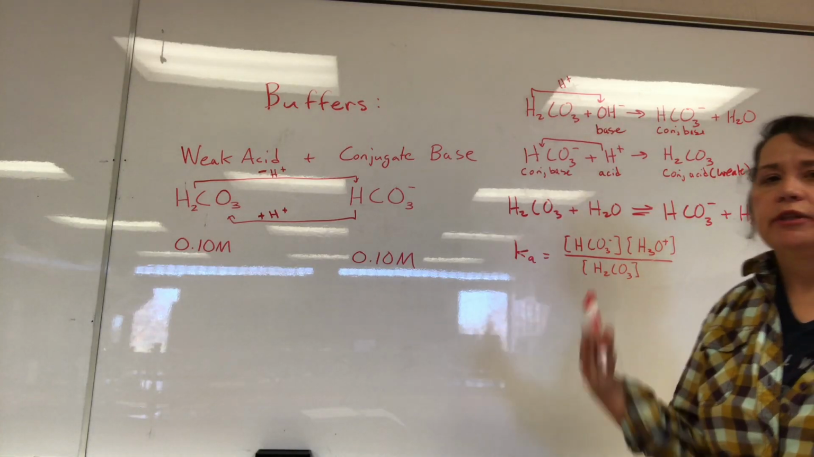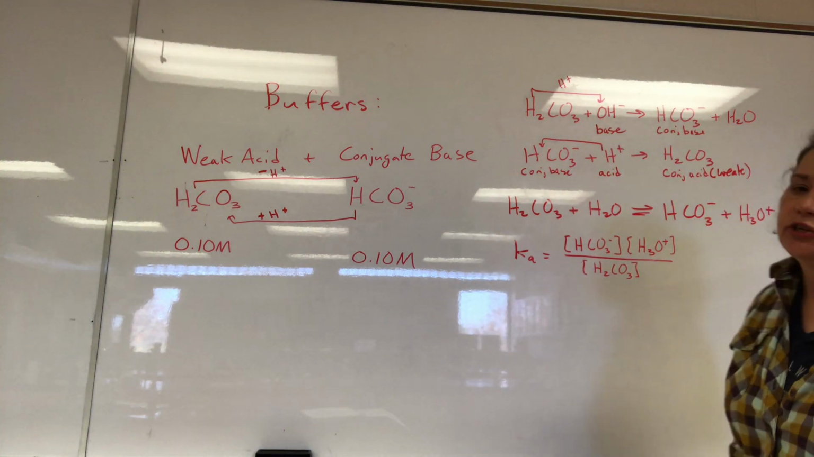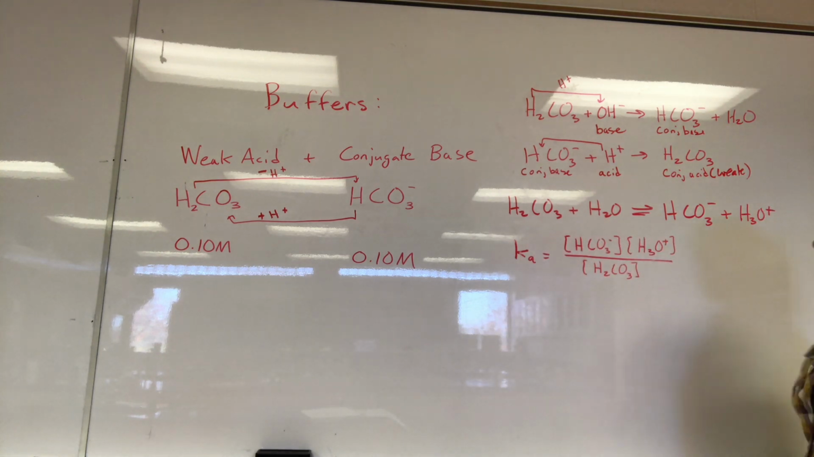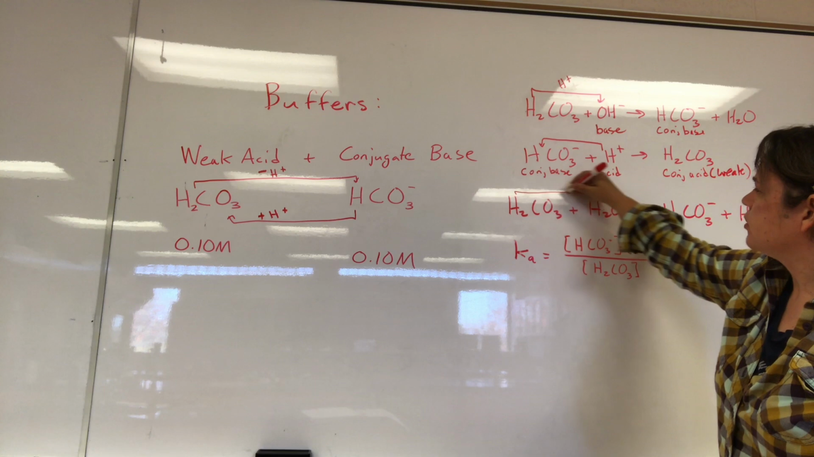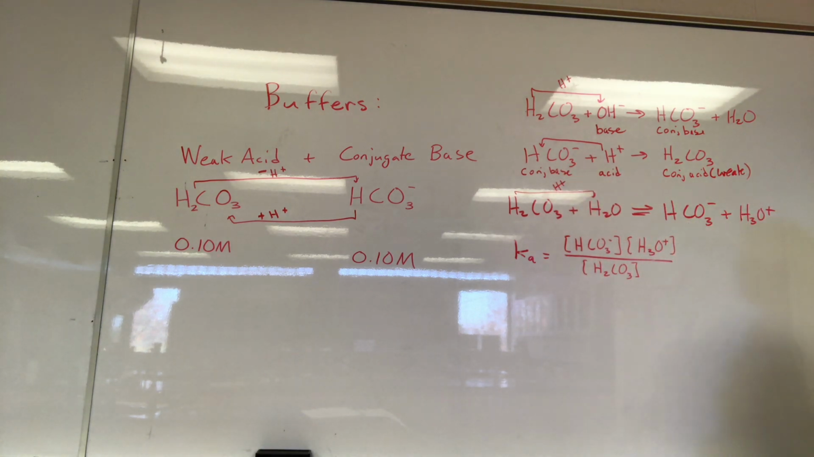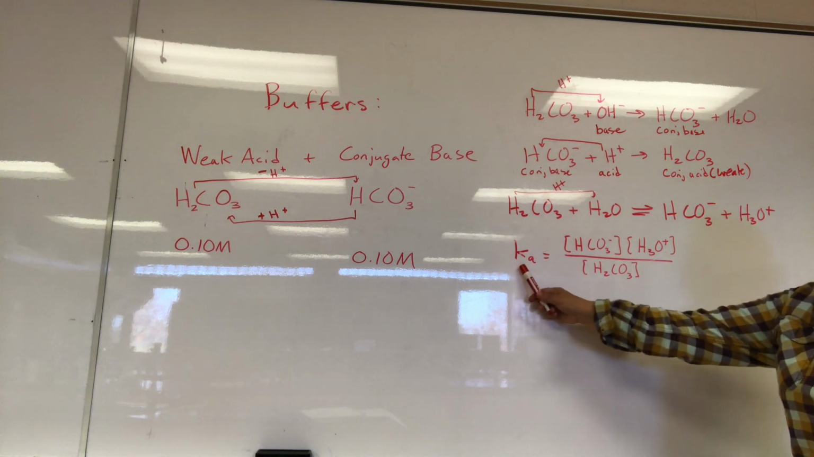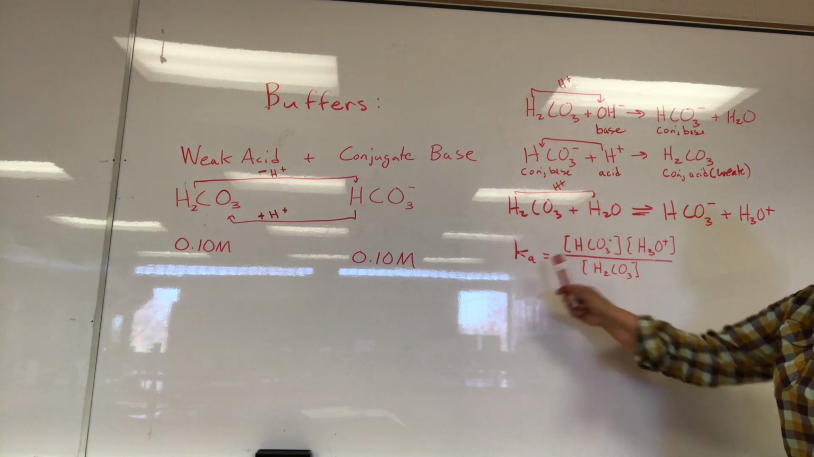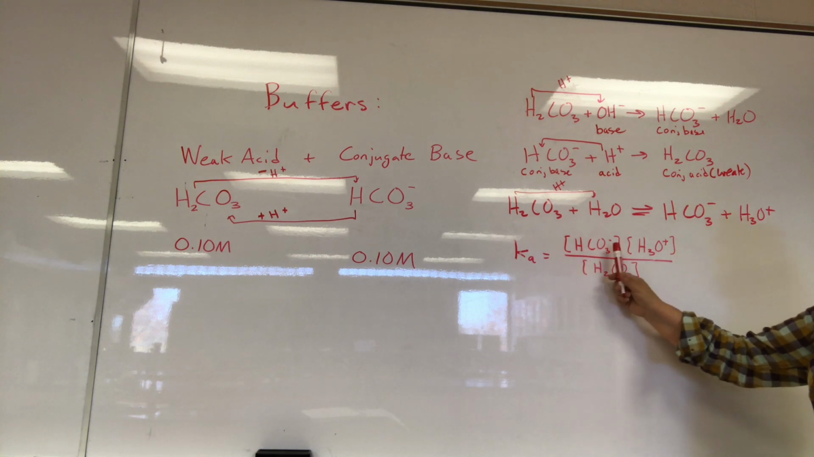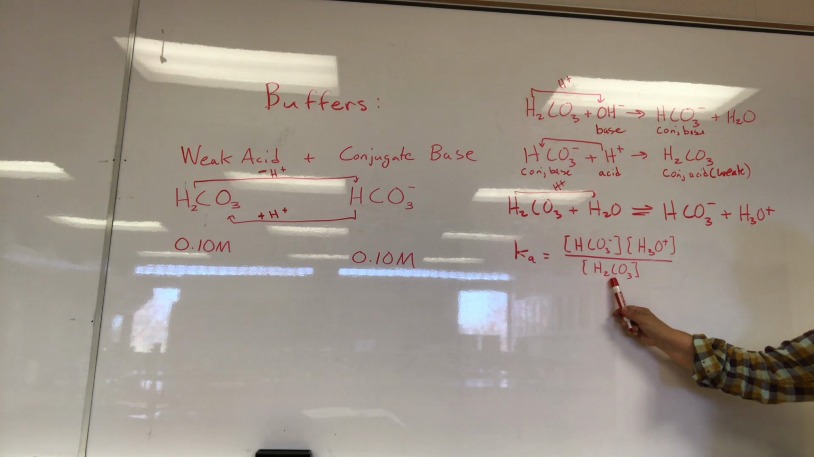So how do we know what the pH is going to be? What we have to do is go back to the weak acid equilibrium, written for carbonic acid. So carbonic acid is a proton donor. It donates its proton to the water. That produces the conjugate base and hydronium ion. Here is the equilibrium constant expression for this equilibrium. It's called a Ka, a weak acid equilibrium expression. So we have the conjugate base times hydronium ion over the conjugate acid.